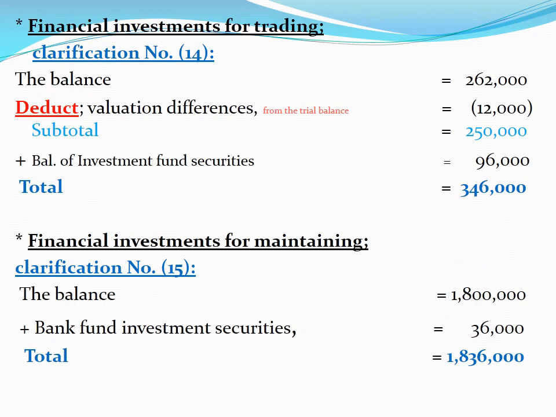Financial investments for trading. Clarification number 14. The balance in the trial balance 262. Deduct valuation differences from the trial balance. He said there is a valuation difference. The valuation difference was 12,000.